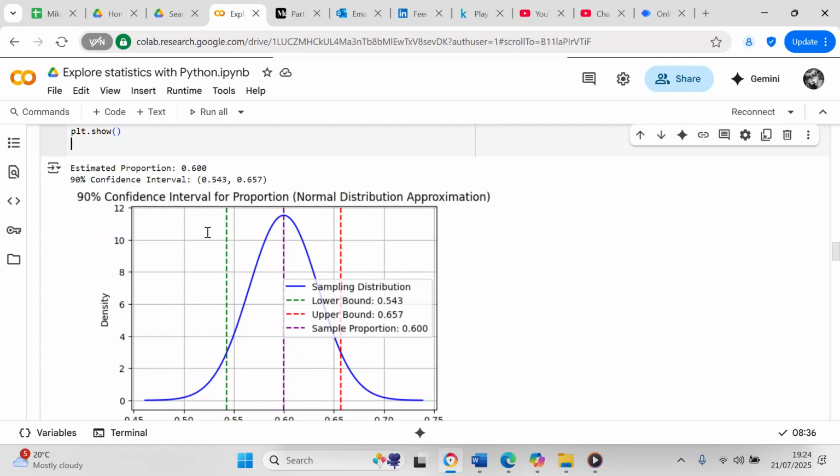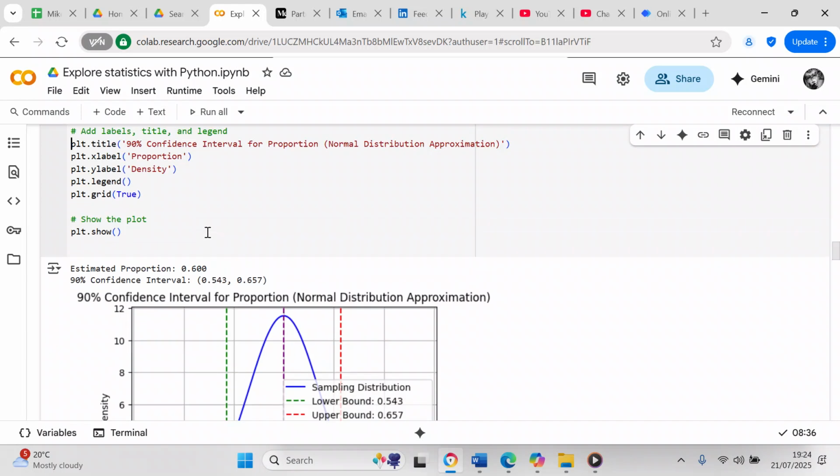So the estimated proportion is 60%, and the 90% confidence interval is 54.3% to 65.7%.